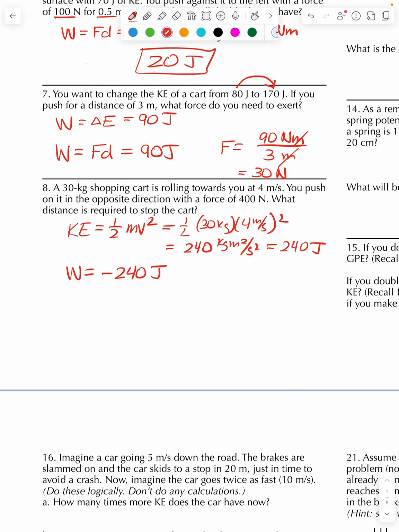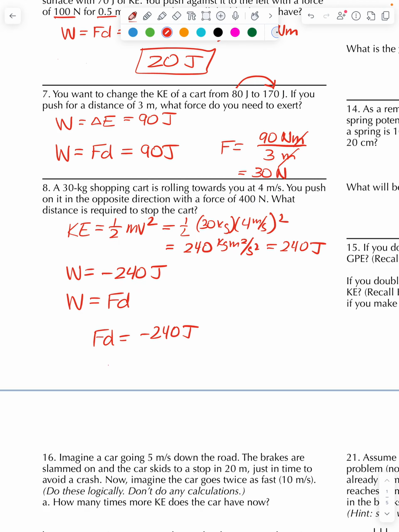Now again, work really isn't a vector. Negative just means you're going to do something that lowers the energy of the object. Now what does work also equal to? Write this down in your little cheat sheet. It's equal to force times distance. So it's similar to number 7, we're just solving for something else. So our force times distance must equal negative 240 joules.